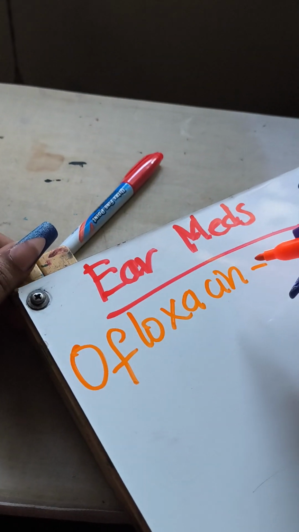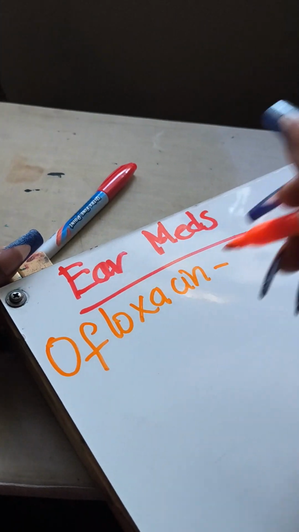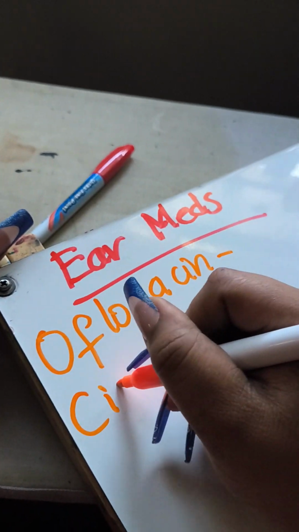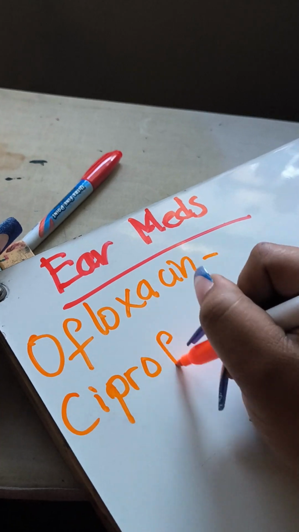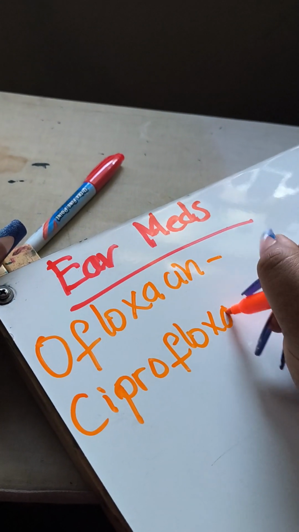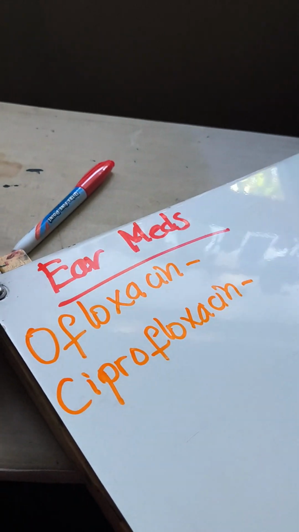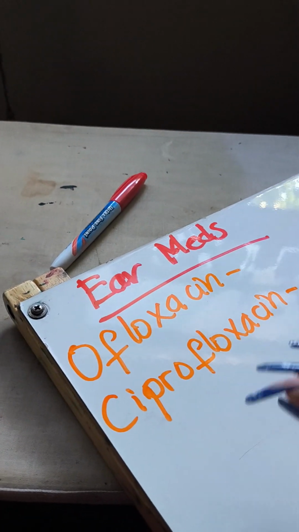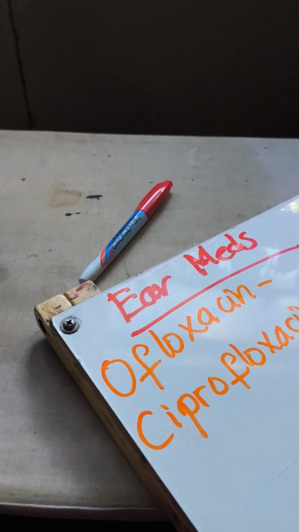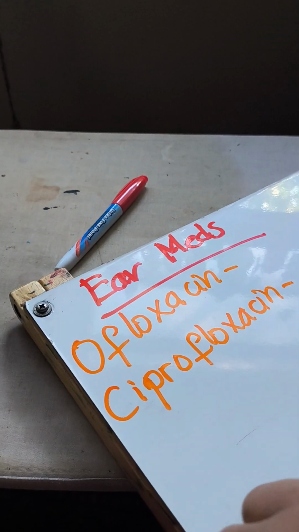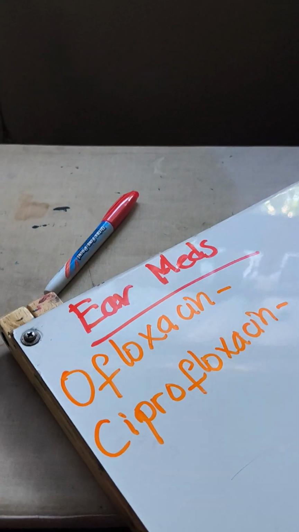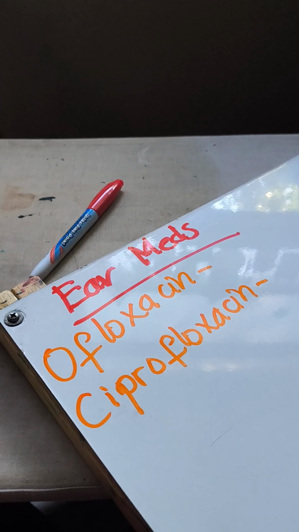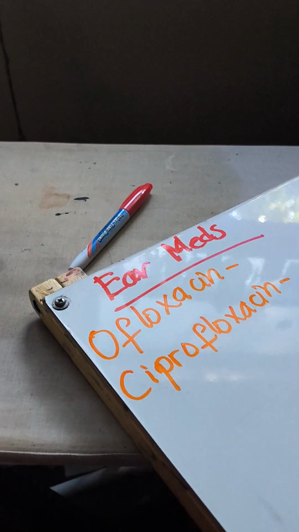The next one is ciprofloxacin. Cipro. Right? It's not that hard. Ofloxacin, ciprofloxacin. Now the last two are going to also have ciprofloxacin, but they are both going to have an additional ingredient.